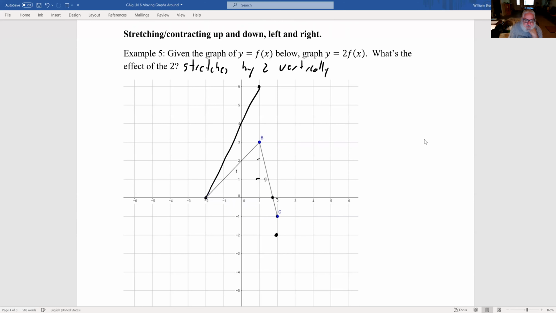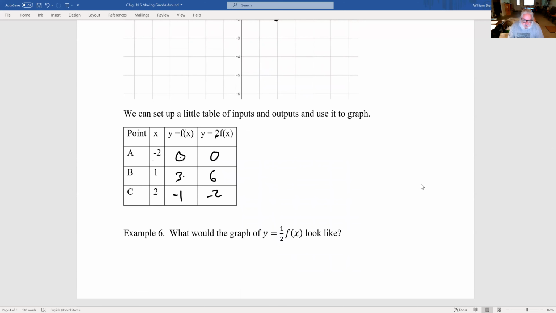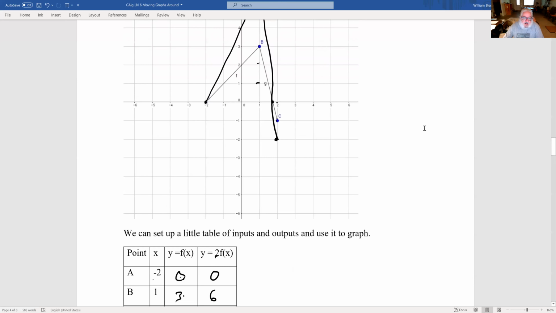So our graph looks like that. So it stretches everything away from the x-axis by a factor of 2. So this is going to take the y values, 1/2 f of x, and you take your y values and cut them in half. And so if we took 1/2 instead, well, it wouldn't do anything to this. It would take b down to here and c down to here.